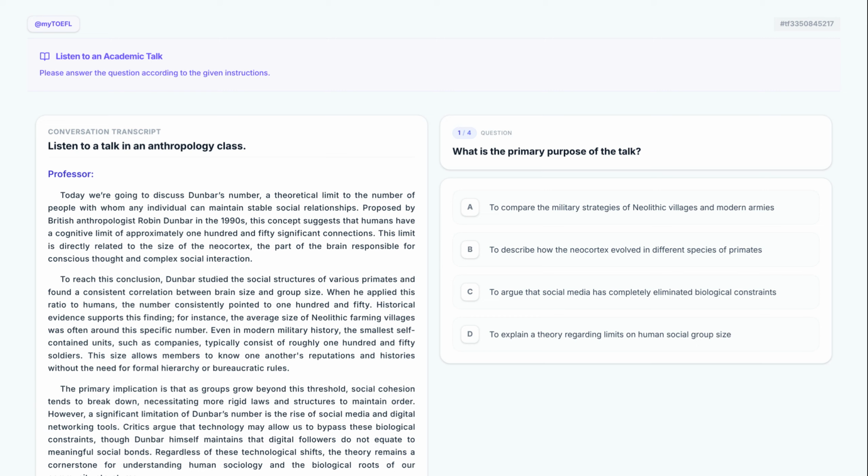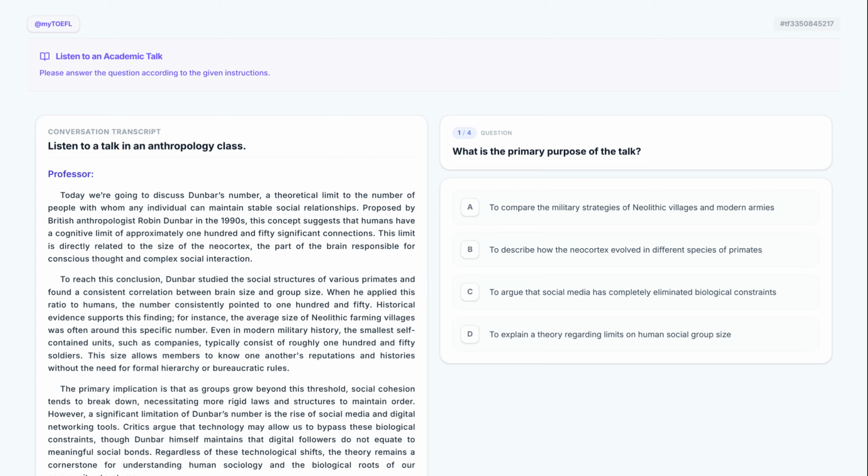Historical evidence supports this finding. For instance, the average size of Neolithic farming villages was often around this specific number. Even in modern military history, the smallest self-contained units, such as companies, typically consist of roughly 150 soldiers. This size allows members to know one another's reputations and histories without the need for formal hierarchy or bureaucratic rules.